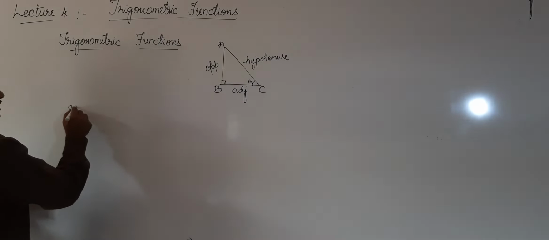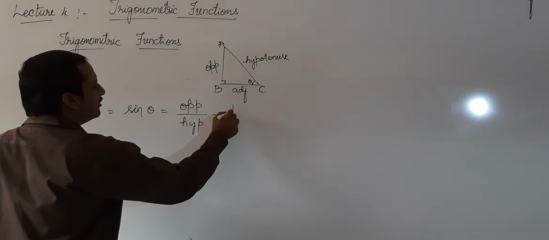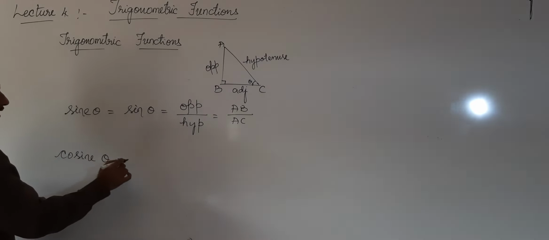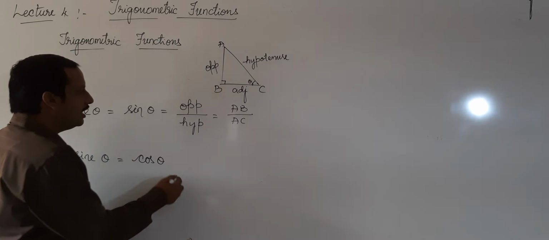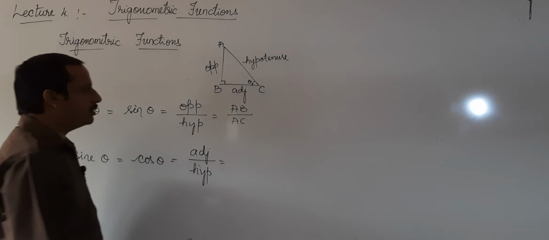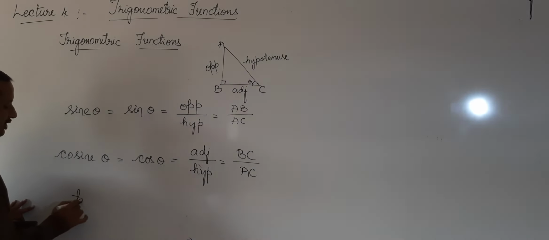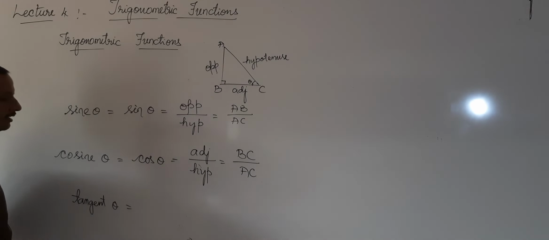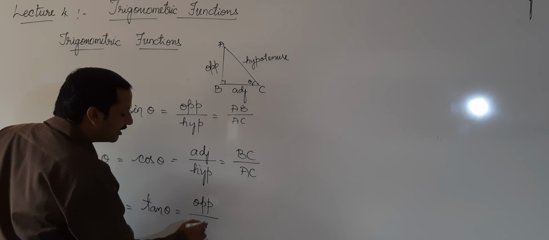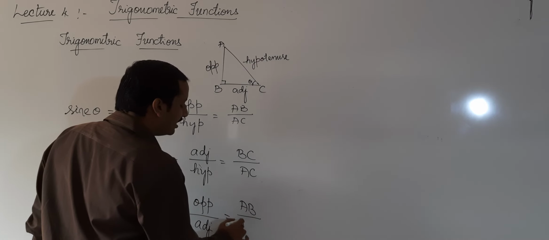Sine theta is equal to opposite by hypotenuse. In this diagram, it is AB by AC. The next one is cosine theta, popularly known as cos theta, which is equal to adjacent divided by hypotenuse. Adjacent side divided by hypotenuse, which means BC by AC. And next one is tangent theta. In short form, we write it as tan theta. Tan theta is defined as opposite side divided by the adjacent side. Opposite side by adjacent side means here AB by BC.